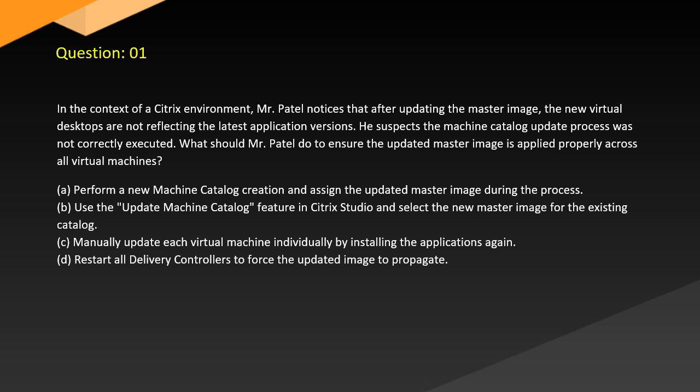A. Perform a new machine catalog creation and assign the updated master image during the process. B. Use the Update Machine Catalog feature in Citrix Studio and select the new master image for the existing catalog. C. Manually update each virtual machine individually by installing the applications again. D. Restart all delivery controllers to force the updated image to propagate.